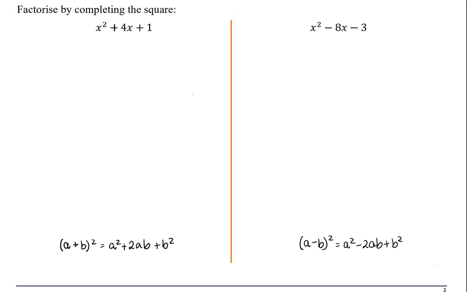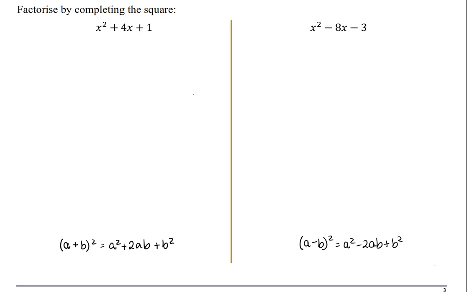So let's look at two examples. We're factorising by completing the square, and down the bottom I have the formulas. I have those perfect square formulas so you can refer to them as I go. Now I don't do this in one step. My first step is to determine what my perfect square would be, and then I deal with making my x squared plus 4x plus 1 a perfect square.